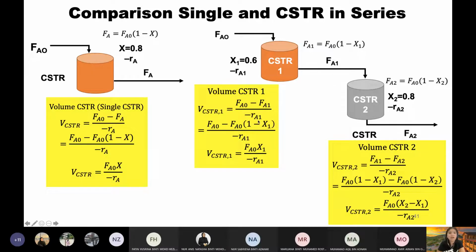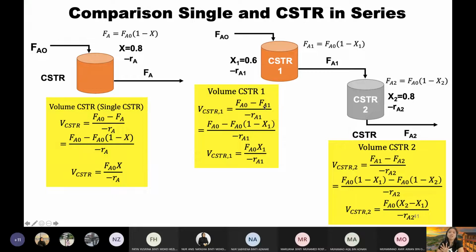Why minus RA1? First, because it takes place in the first reactor. Second, minus RA1 depends on X1. So you have to specify whether minus RA is 1 or 2, because minus RA1 depends on X1, while minus RA2 depends on X2. So clearly state minus RA1 or RA2. I want to calculate for the first reactor, that's why it's minus RA1. Done. Okay, next step.